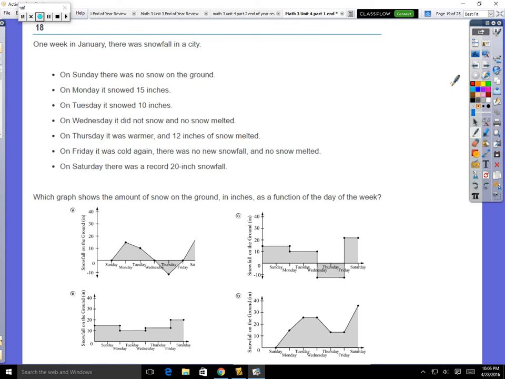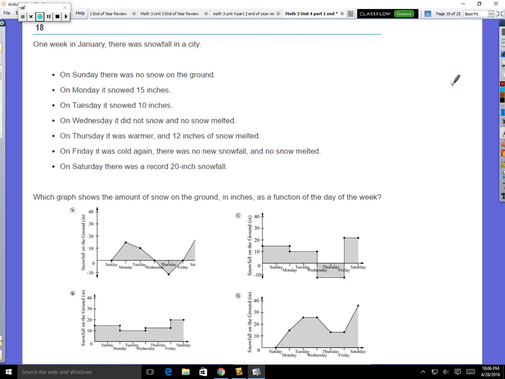18. 1 week in January, there was snowfall in a city. Sunday, Monday, Tuesday, Wednesday, Friday, Saturday. Which graph shows the amount of snow on the ground in inches according to the data? Sunday, 0 snow. So Sunday, 0 could be A. Sunday, 15 inches is not that one. So we got 50-50. Monday, it snowed 15. Monday has the corresponding 15. That does. Monday, 15. Okay, good.